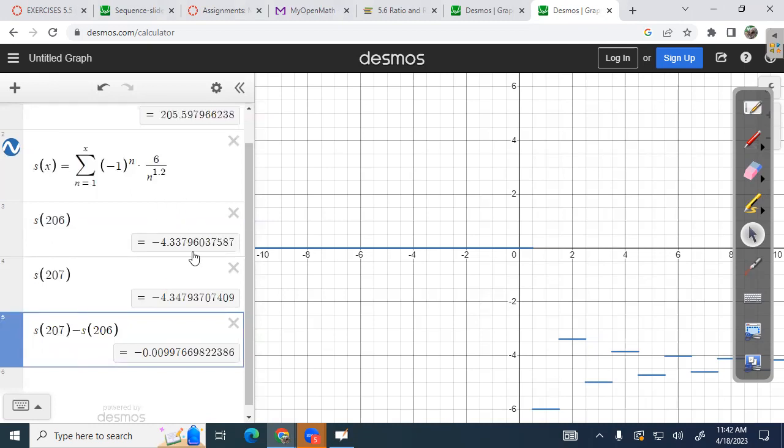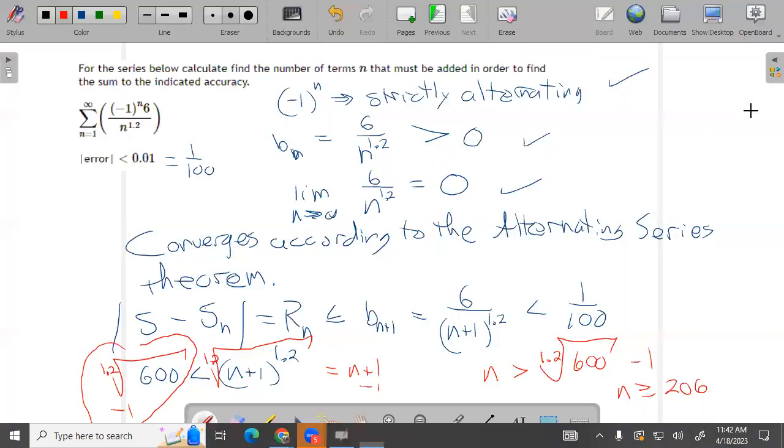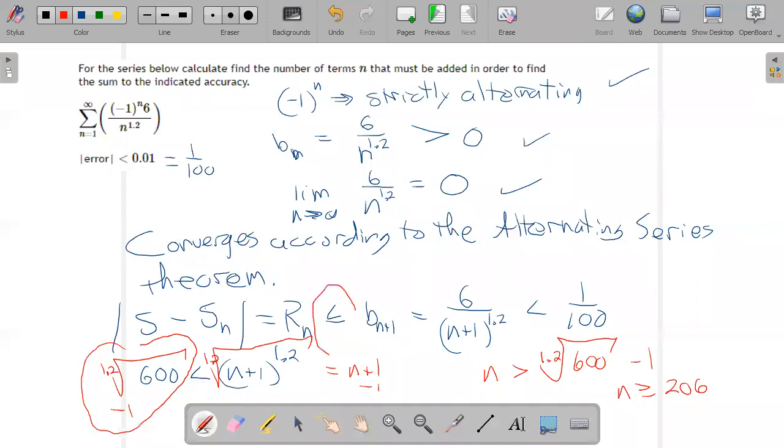Would 205 have gotten us there? Maybe. There's a little bit of wiggle room in that, because notice my inequality has a couple of steps in it. I have a less than here, and I have another less than there. So the actual error is less than in between there. Okay, not too bad.